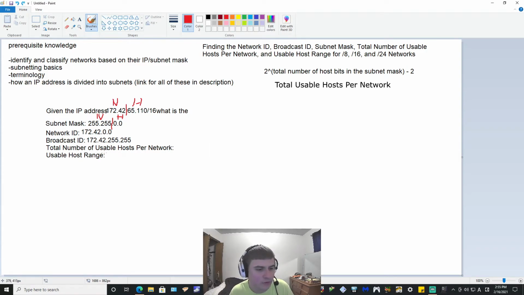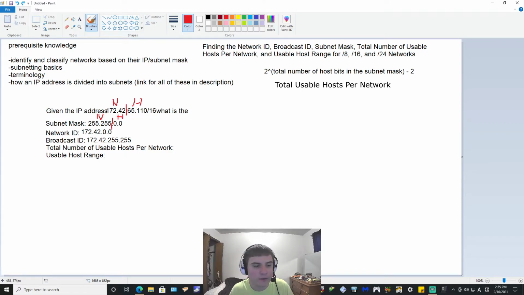So now if we look at the total number of usable hosts per network, if we count the host bits, you really don't even need to write out the binary at this point if you've gotten your network bits and host bits down. Think about it: these two right here have nothing but ones because they are all network bits, and these two octets here have nothing but host bits. We know there are 8 bits per octet, so that means we have 8 times 2 host bits.